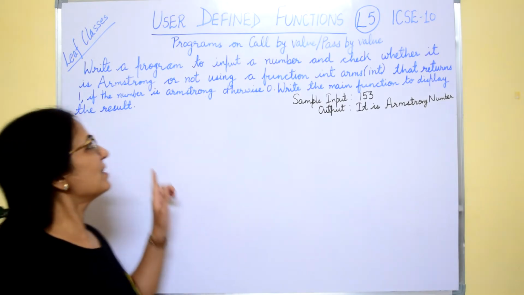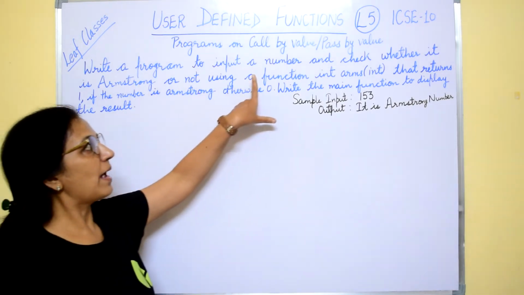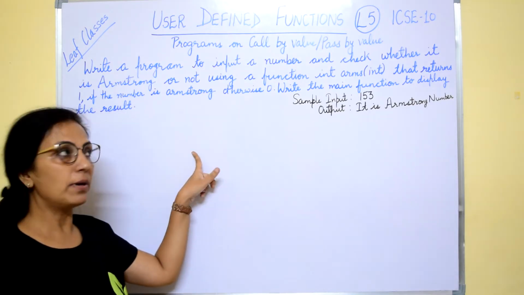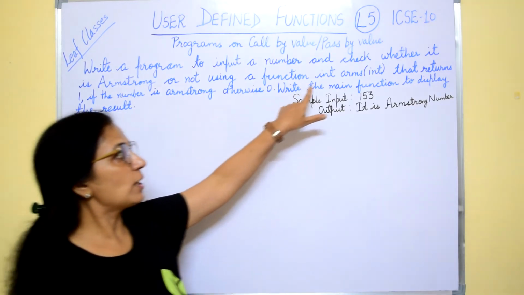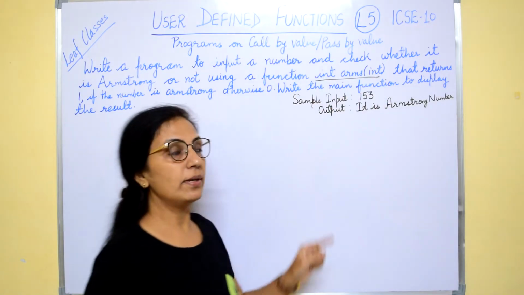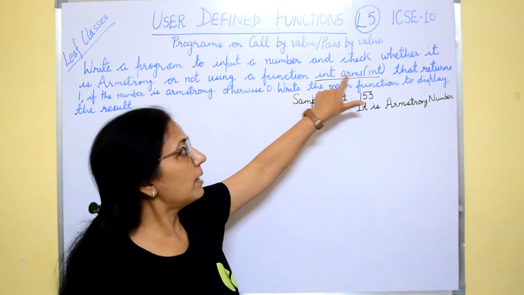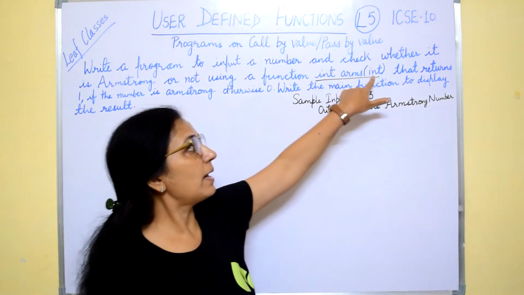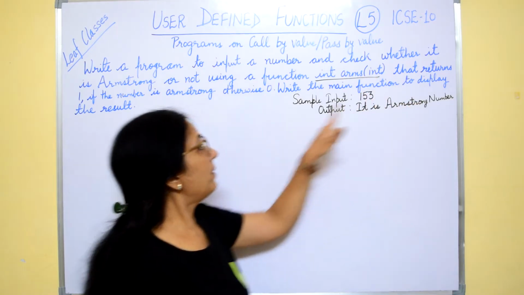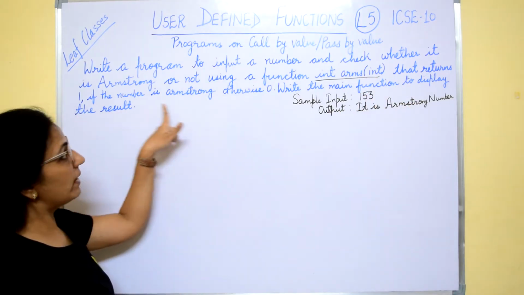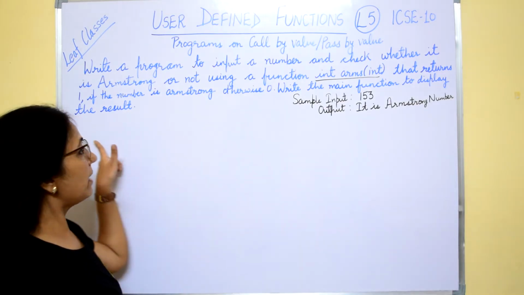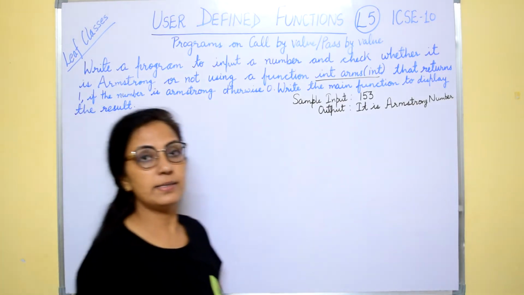The first question says to write a program to input a number and check whether it is an Armstrong number or not using a function int arms(int). Here what is given? The function name is given, the return type is given and the type of the argument also is given. It returns 1 if the number is Armstrong, otherwise 0. Write the main function to display the result.